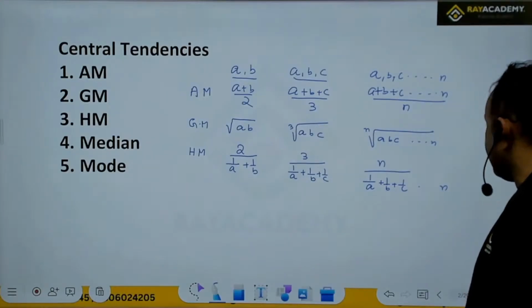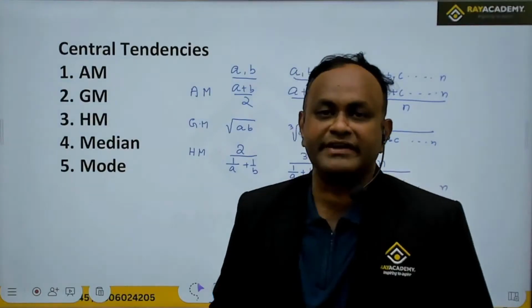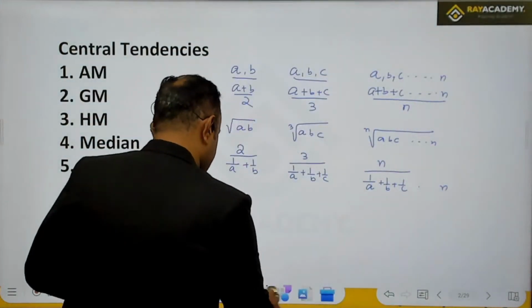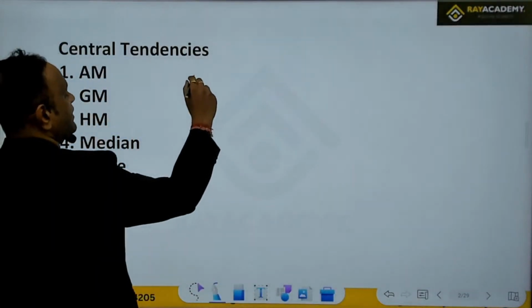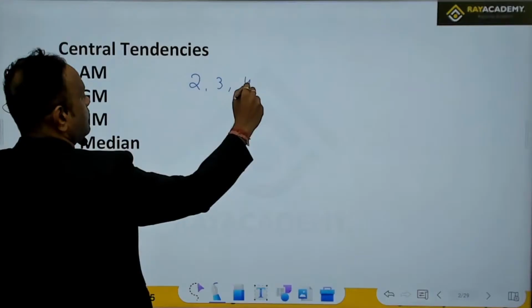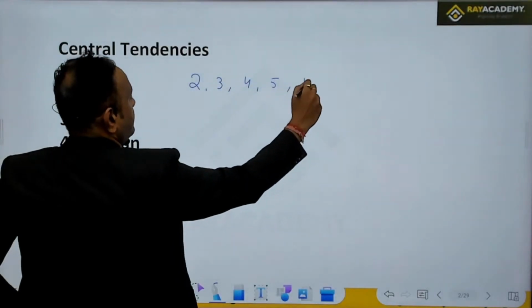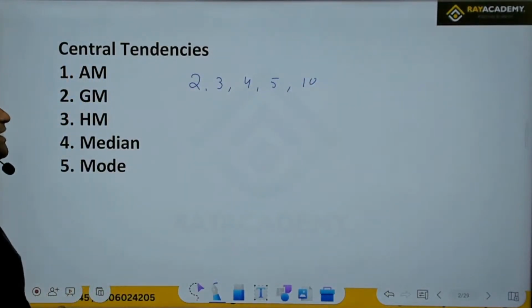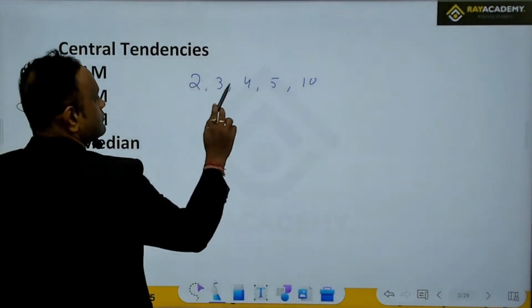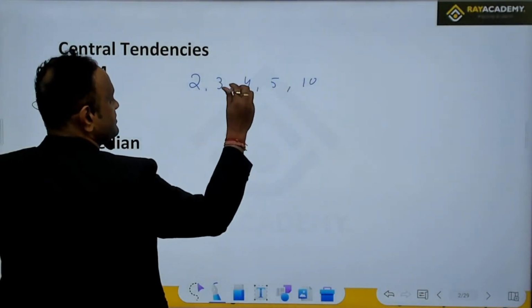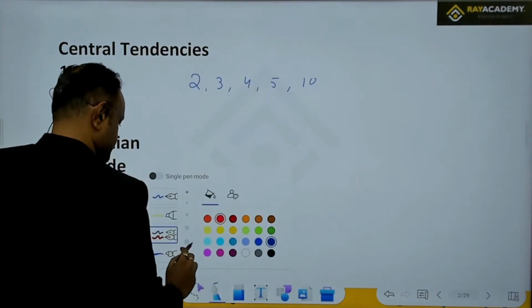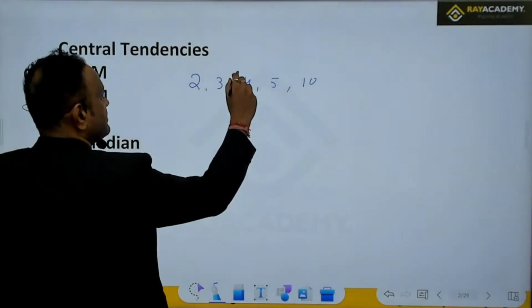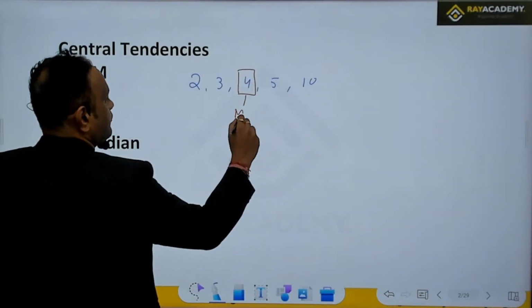Next is about median. Okay, what is median? Median means your middlemost number. Suppose, for example, any numbers I am taking randomly: 2, 3, 4, 5, 10. These are the 5 numbers. What is the median? How many numbers are there? 1, 2, 3, 4, 5. So median will be this. This is at the center. So median for this data set will be 4.